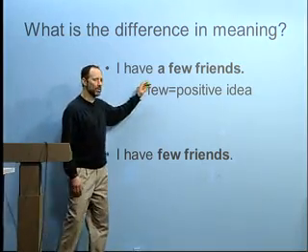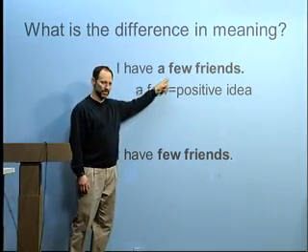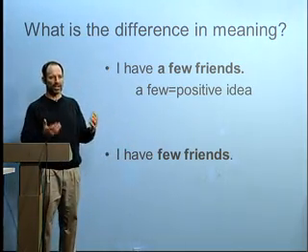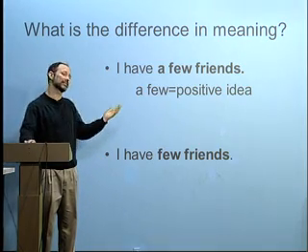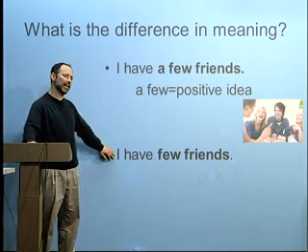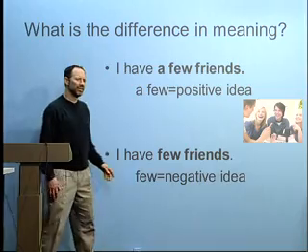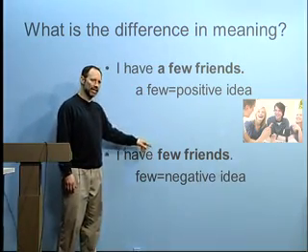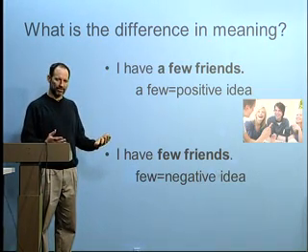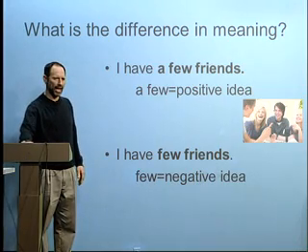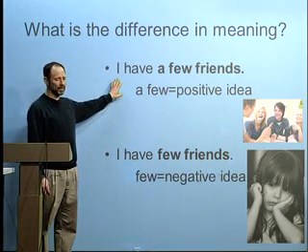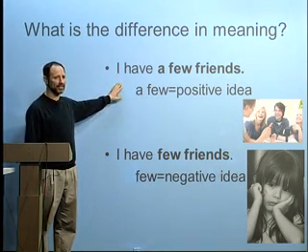The first one, when I have a few, gives a positive idea, or at least a neutral idea. I have a few friends means, yes, I have some friends. We do things. It's okay. If I say I have few friends, few without the article a gives a negative idea. So I'm saying not enough. I'm not happy with the number of friends I have. So we could see a person with few friends would be sad. A person with a few friends is not sad.